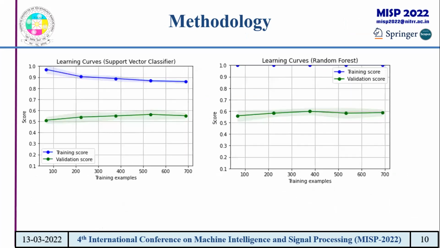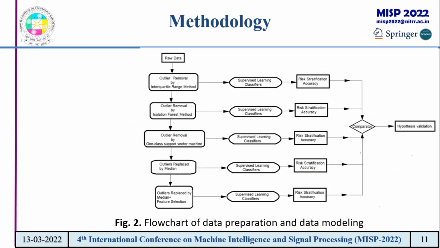Whereas when we applied support vector machine and random forest, the error gap is very high. So we didn't use these models to develop machine learning models. So, the workflow of our data preparation and data modeling: raw data is subjected to outlier removal by the interquartile method. Then a supervised machine learning algorithm is applied on it, and we have calculated the risk stratification accuracy.